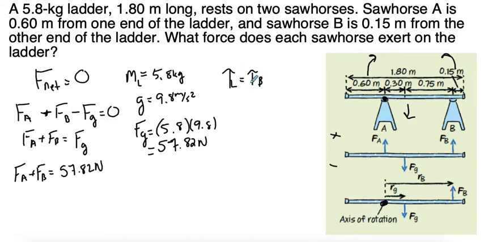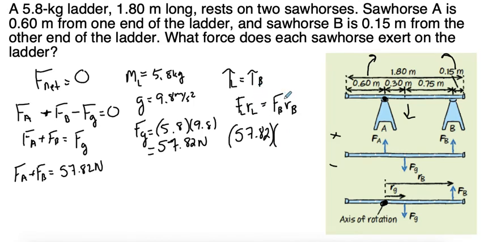Okay, so then we can kind of break this up. Well, what's your equation for torque? It's force times radius. So force of the ladder times radius of the ladder is equal to force of sawhorse B times radius of sawhorse B. Okay, so the radii in here are what kind of lose people a little bit. We know the force of the ladder is 57.82, right? So 57.82, and then our radius of the ladder.